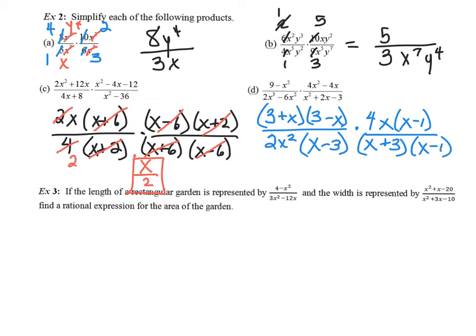Go ahead and do cancellation. X minus 1 cancels with x minus 1. X plus 3 is exactly the same as 3 plus x, so they can be canceled. 3 minus x and x minus 3 are negatives of each other, so when I cancel those, I have to include a negative 1 as an extra factor. And then 2 goes into 4 2 times. X and x squared can both be divided by x, so I'm left with an extra x in the denominator. So my final answer should be the negative of 2 over x.